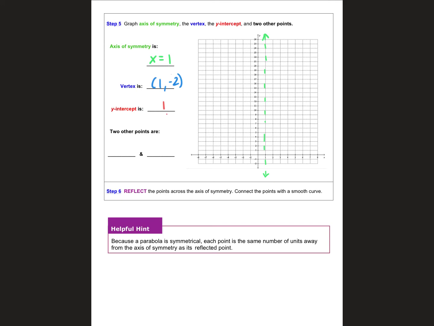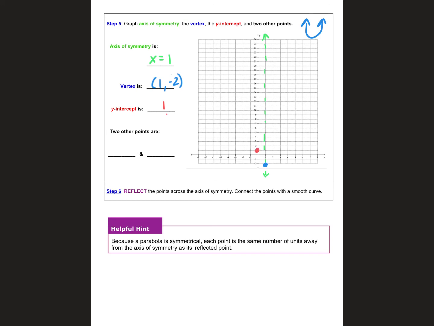For the vertex, 1, negative 2 is our ordered pair of the vertex. So I'm going to graph 1, negative 2. And I know that this is a minimum because we looked at the original equation and we said a is 1. So we know that this graph is going to open up. So it's going to look like a U basically when we are done. And then the other thing that we can graph is the y-intercept. So right on the y-axis at 1, we can make a dot.